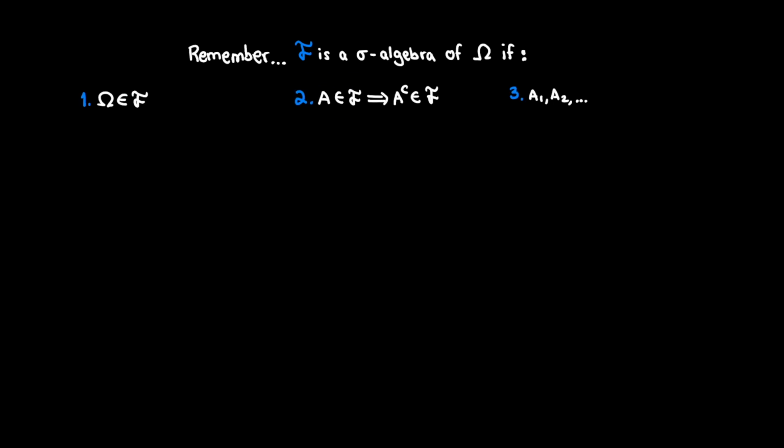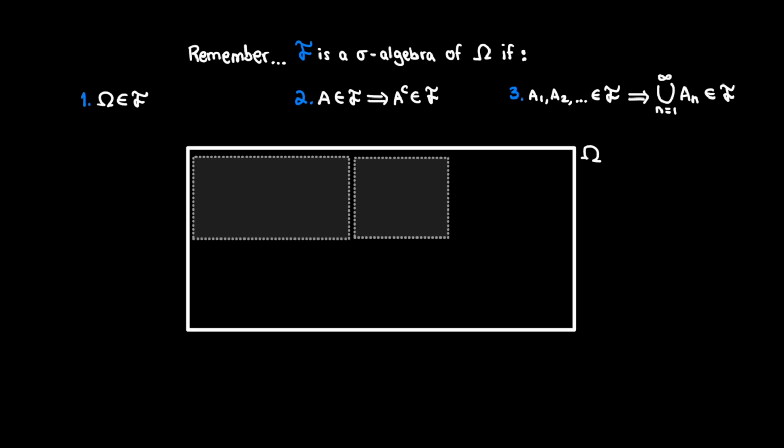We'll recall that a set F is called a sigma algebra of omega if it satisfies the following. Number 1, omega is an element of F. Number 2, F is closed under complements. And number 3, F is closed under countable unions.